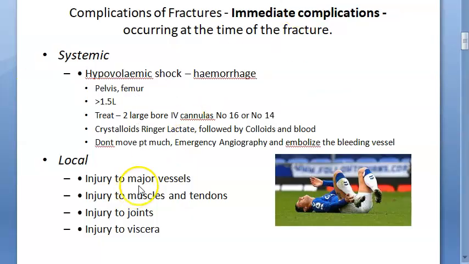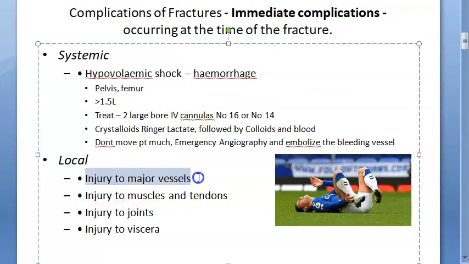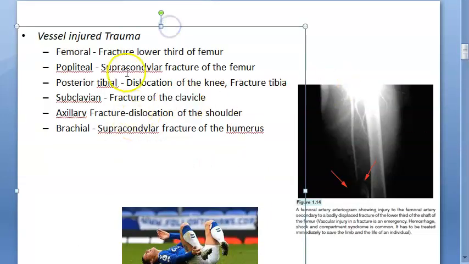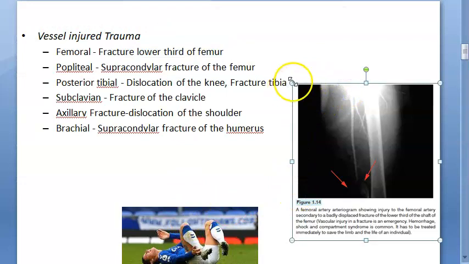So let's get started with injury to major vessels. What happens here? These blood vessels are in such close proximity with the bones, so they are also liable to injury. Let us look at a table here which shows all the vessels which are injured in trauma. The femoral artery, because of a fracture to the lower third of femur. Look at this photo here.